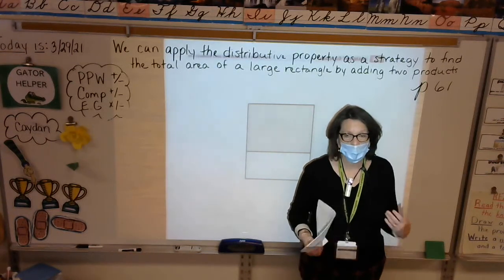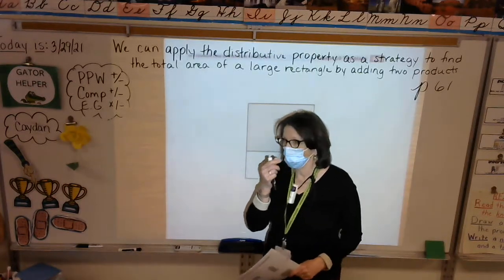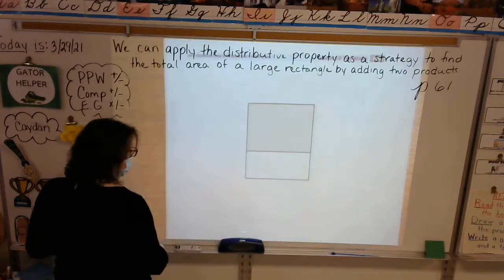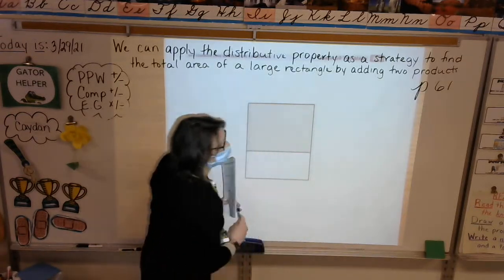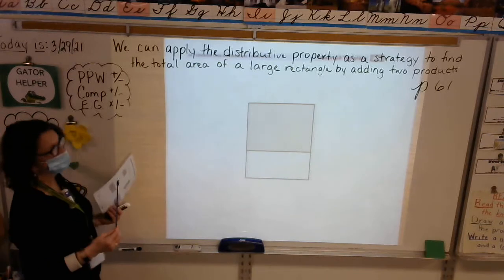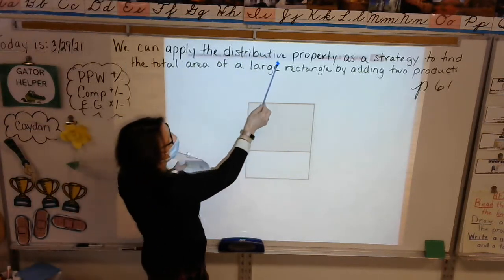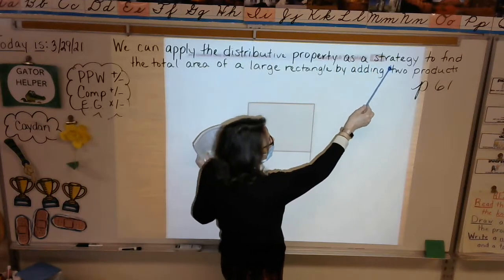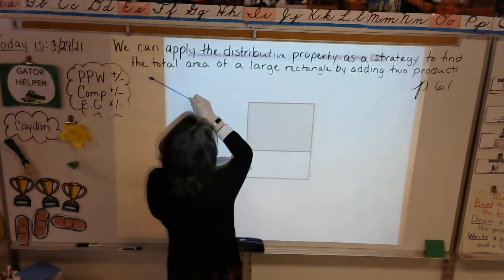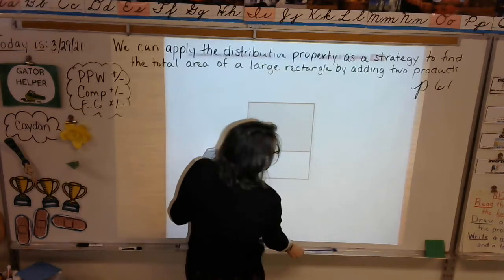We're going to do more lessons, or another lesson today on area. Let's go ahead and read our learning target together so we'll know exactly what we're going to be doing today. On the count of one, class. 3, 2, 1. We can apply the distributive property as a strategy to find the total area of a large rectangle by adding two products.